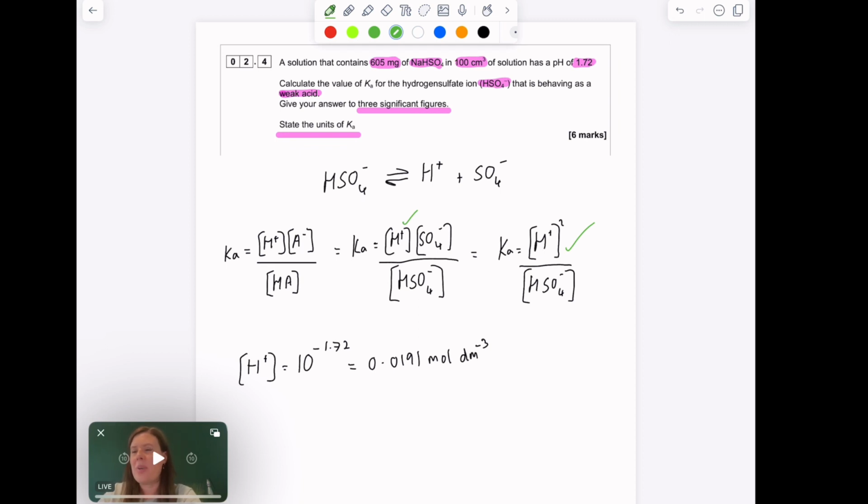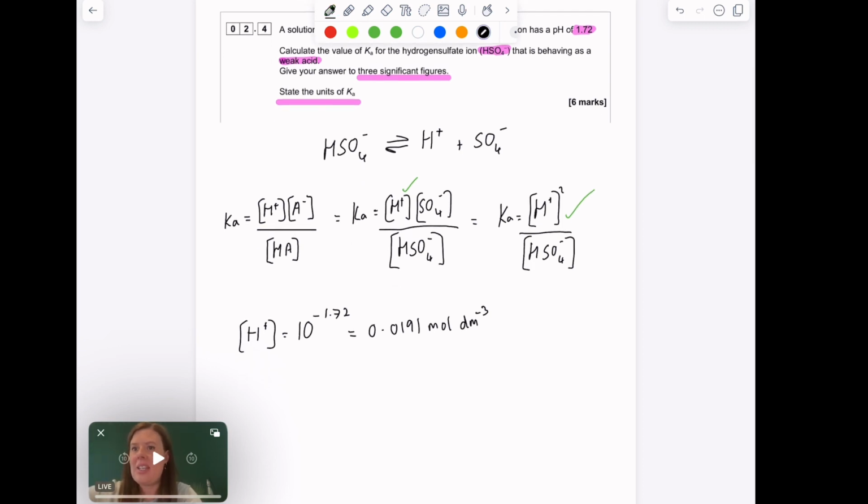So it's not the equilibrium amount, it's what was put in at the initial start of the investigation. So what I'm going to consider then is that the moles of NaHSO4 is going to be equal to the moles of HSO4 minus, which is the one we want for our Ka expression.